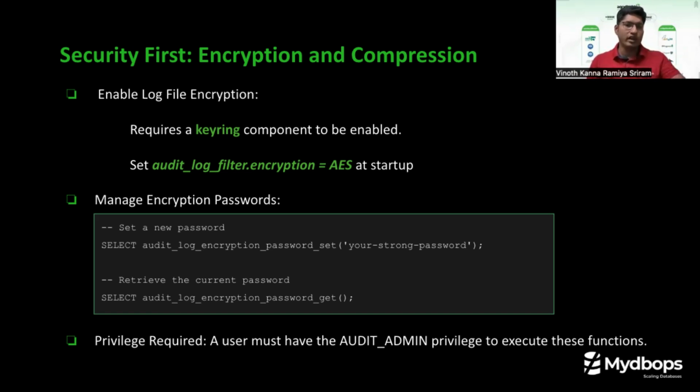And this encryption key is stored in a keyring plugin. You have to set the password to access the log files which are encrypted. When it comes to compression along with encryption, encryption comes first, then compression has to be taken up. Setting up this encryption requires the audit admin privilege to set the password and get the password. And to enable this, you need to have audit_log_filter_encryption set to AES during the startup.